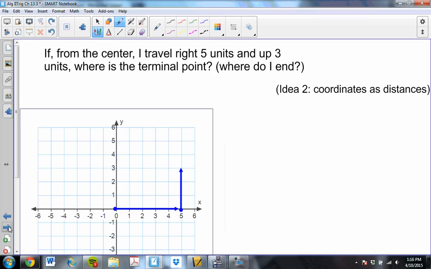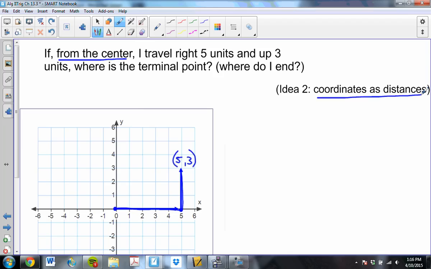The second idea, and this is one that should be pretty apparent but is very important. If from the center, or from the origin of a coordinate plane, I travel right 5 units and up 3 units, where is the terminal point? Meaning, at what point do I end? Well, obviously from here, if I travel right 5 and up 3, I end at the point (5, 3).